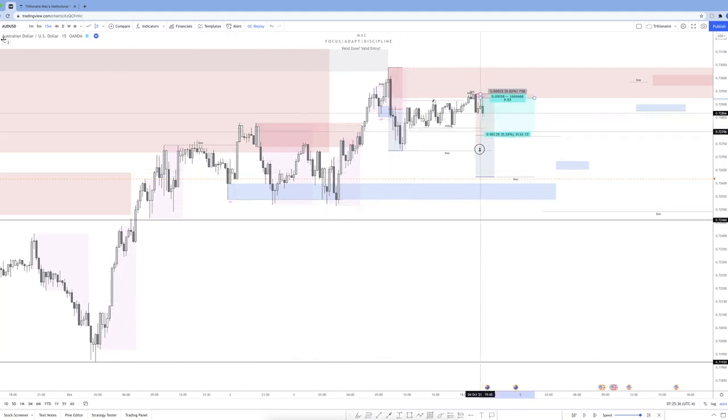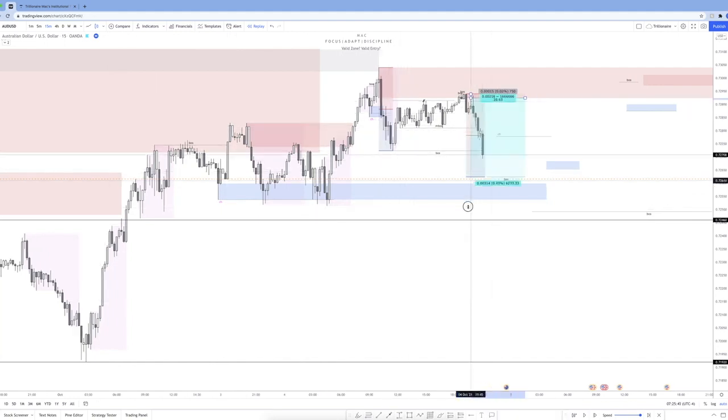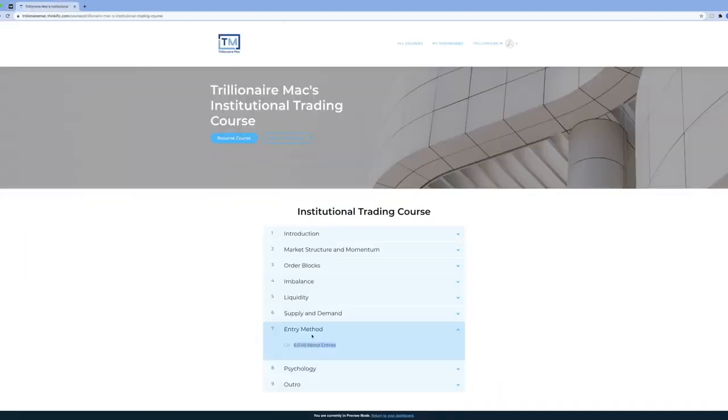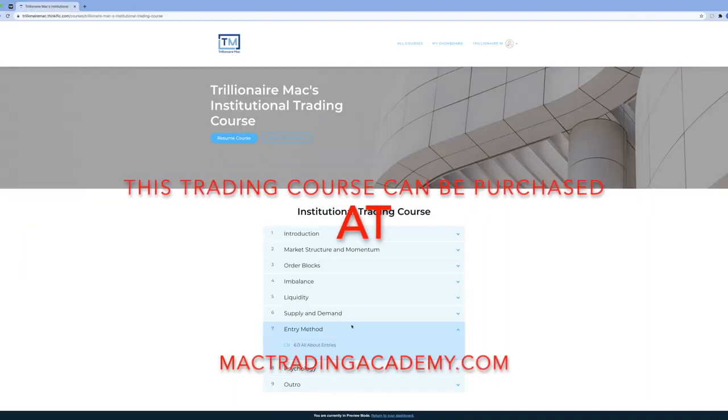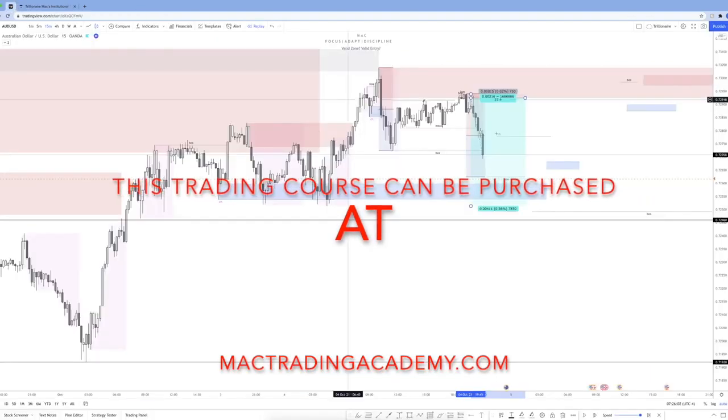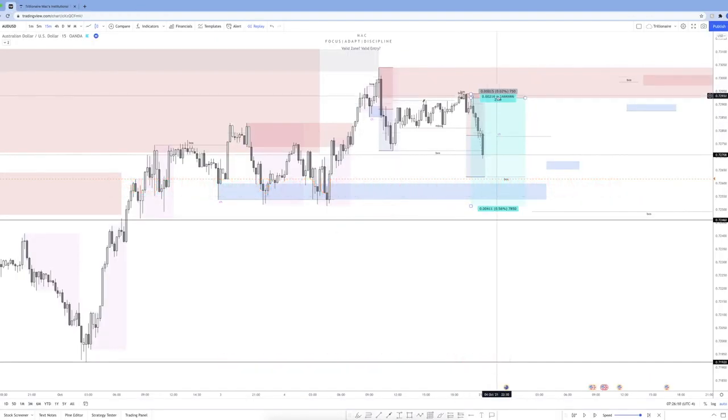So first target was around 13.4%. Next target around 27%, right? And I want you guys to pay attention. We're only collecting 41.4 pips, but because our stop loss is 1.5 pips, using the information taught within the entry method video of the institutional trading course, these are the types of trades you're going to be getting into.